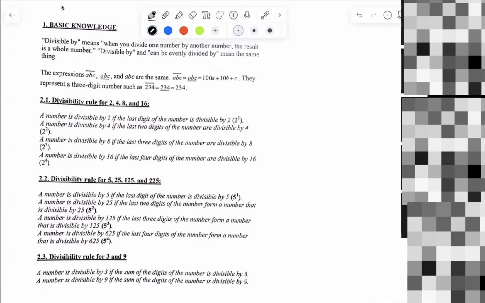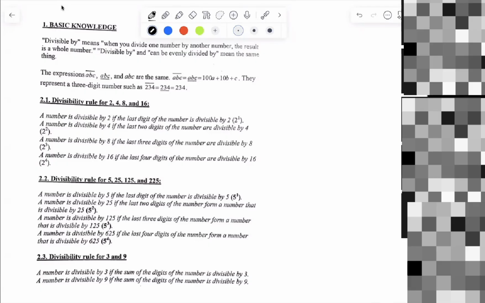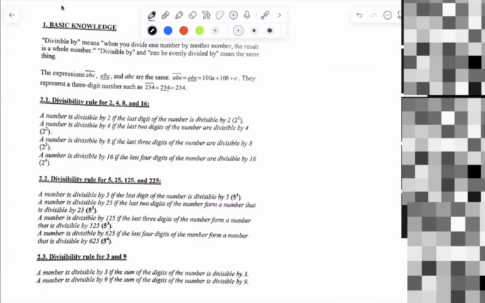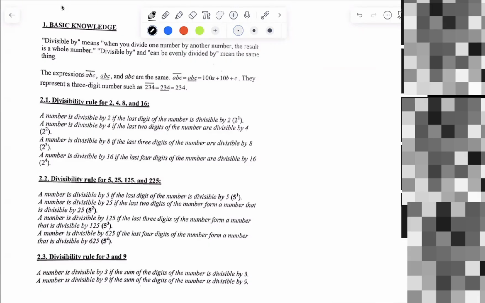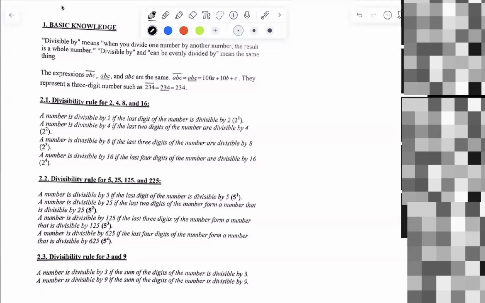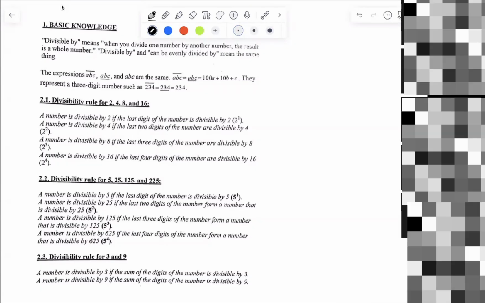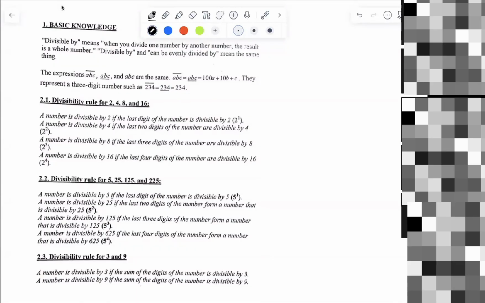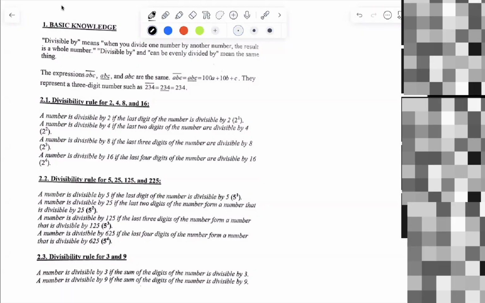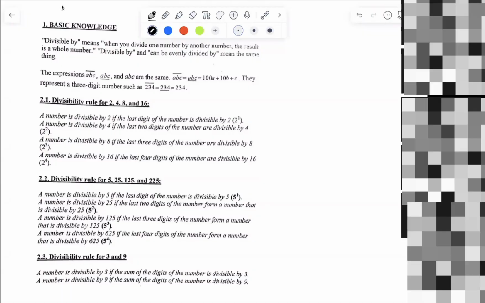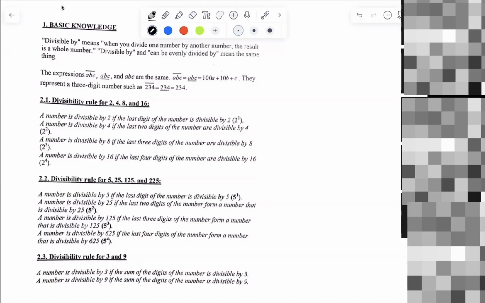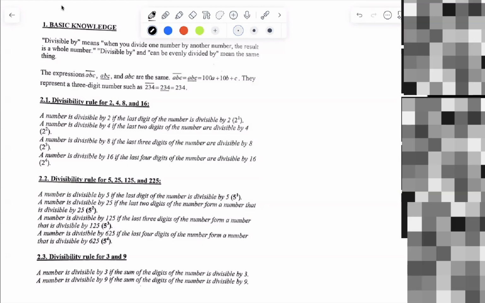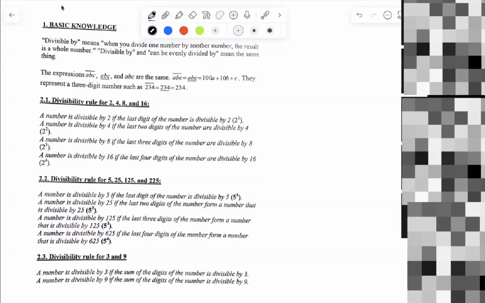Divisible by means when you divide a number by another number, the result is a whole number. Alright, I think you guys understand it. The expressions ABC with an overline, with an underline, and plain ABC are basically 100A plus 10B plus C, the base 10 notation. They represent three-digit numbers, such as 234 equals 234. A number is divisible by 2 if the last digit of the number is divisible by 2. A number is divisible by 4 if the last two digits of the number are divisible by 4.